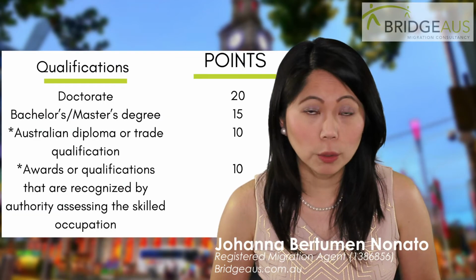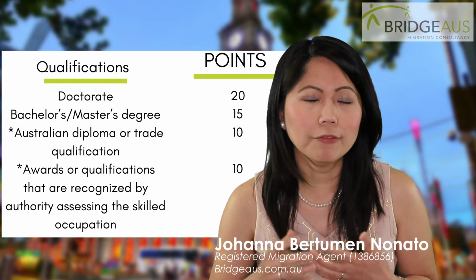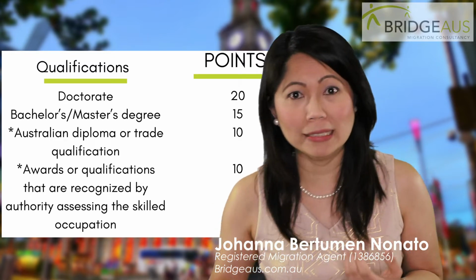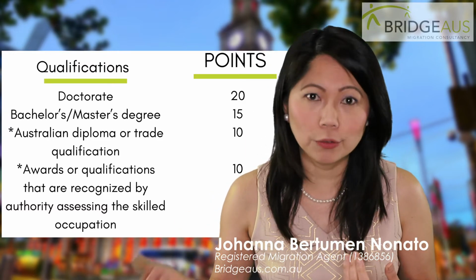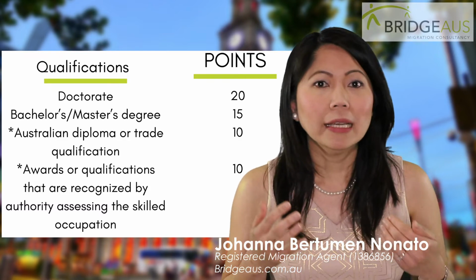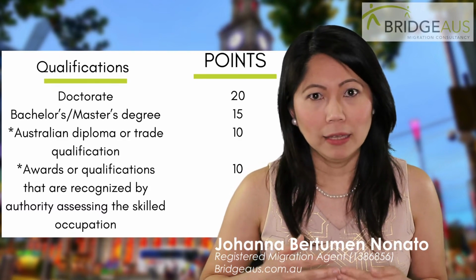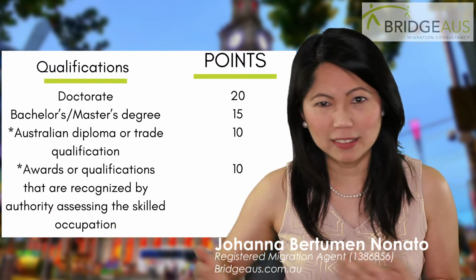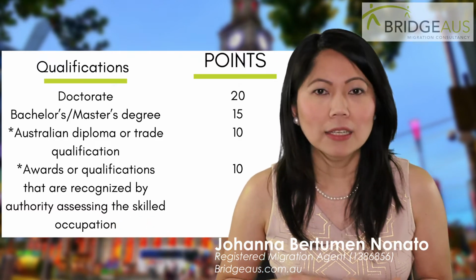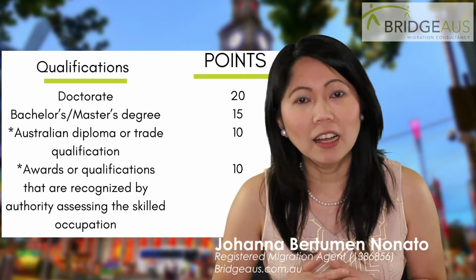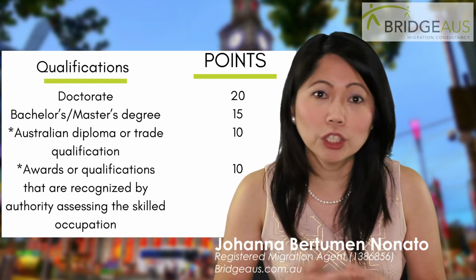Now we go on to the qualifications, right? So if you have a bachelor's degree, that's 15 points. That's equivalent to the Australian Qualifications Framework. So it can be that you finish a bachelor's degree in your home country, but that bachelor's degree doesn't really equate to a bachelor's degree in Australia, then that's not 15 points. Okay, so you can find that out from the country education profiles, or you can ask your registered migration agent to check that for you.